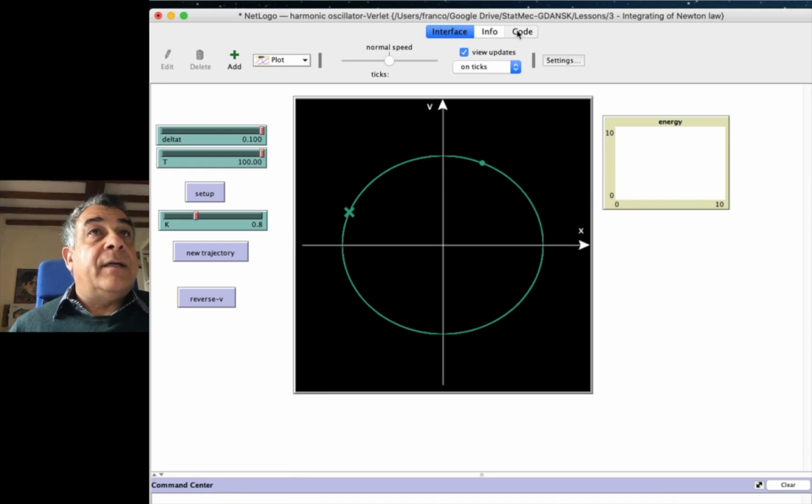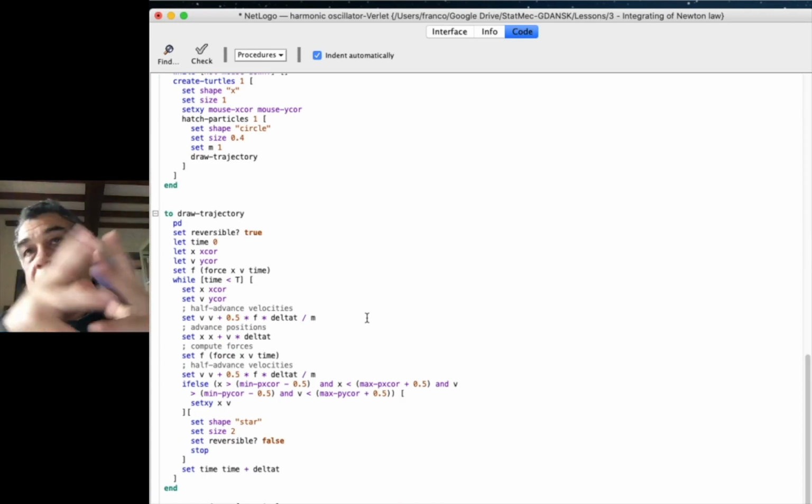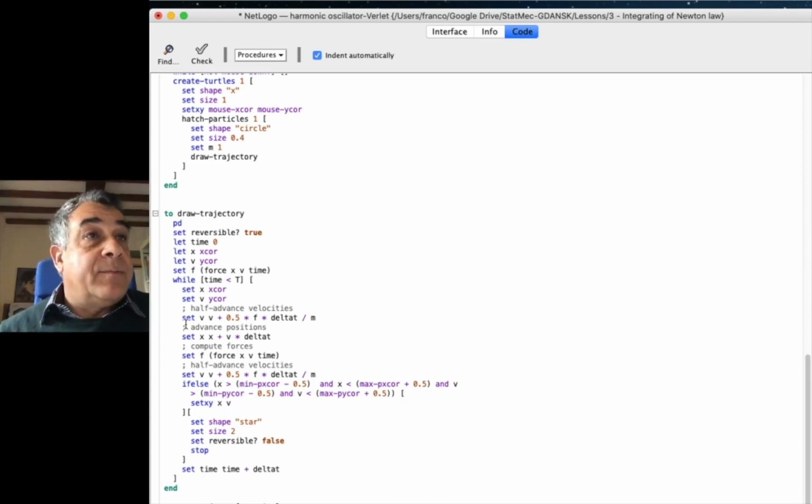Okay, I change. So let's have a look at the code, which is quite simple. In this case, I just advance a half step for the velocity. Then I can increase the position. Then I compute the force with these new positions, and then I finish advancing the velocity.